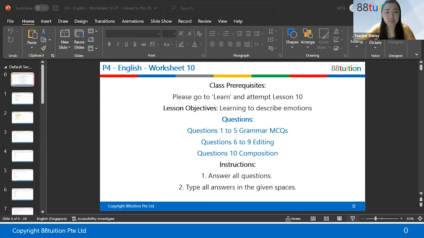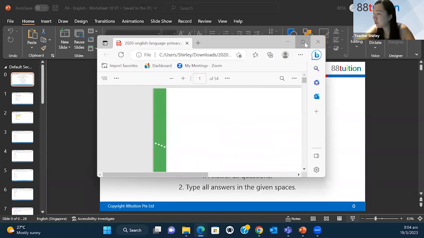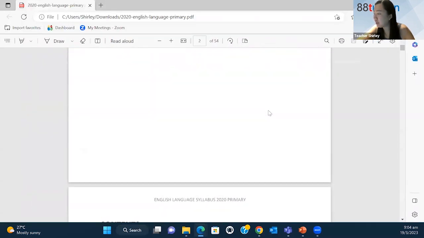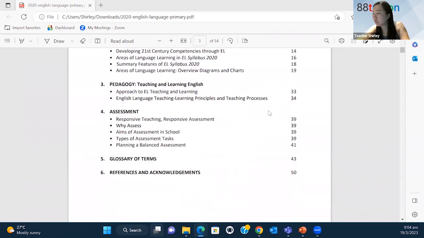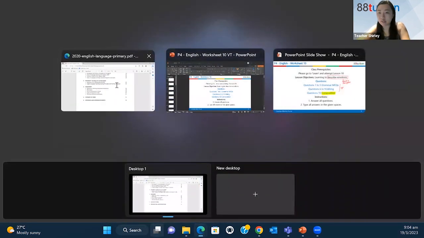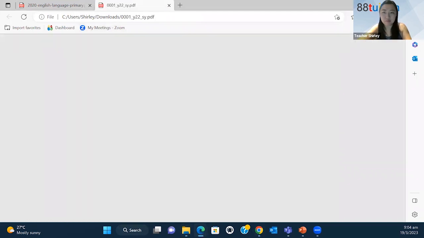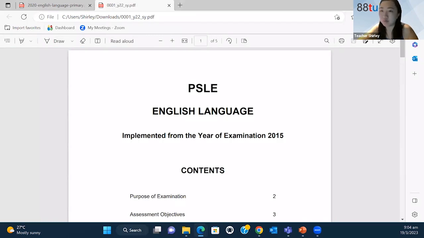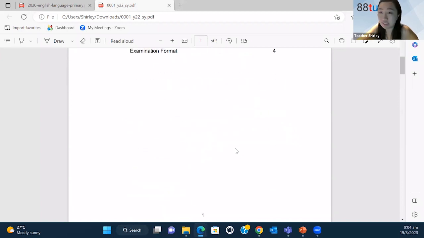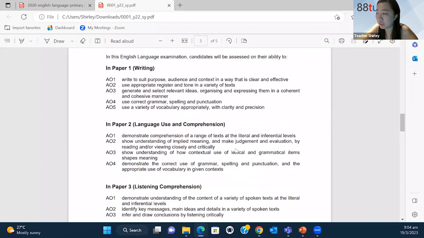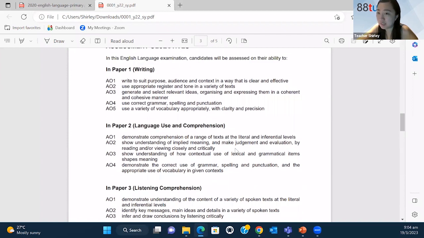Maybe I'll just show you this. Since we are still waiting for some of your friends to come in, this is the primary English syllabus. No, instead of that, I want to show you this more. Just now that was your syllabus, but in terms of your exam format, this is it. I think it's good to expose you to what you'll be tested on in primary 6.